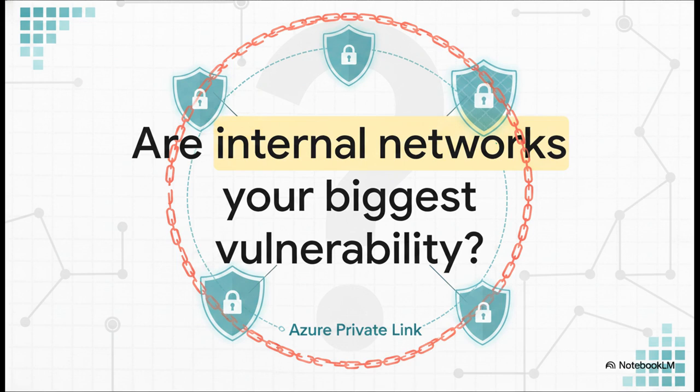All right, we'll leave it there for today. I want you to take a hard look at your own architecture and ask yourself a tough question. Are your inherently trusted internal networks actually your biggest vulnerability? By assuming breach and anchoring your micro-segmentation with Azure Private Link, you finally take back control of your blast radius.